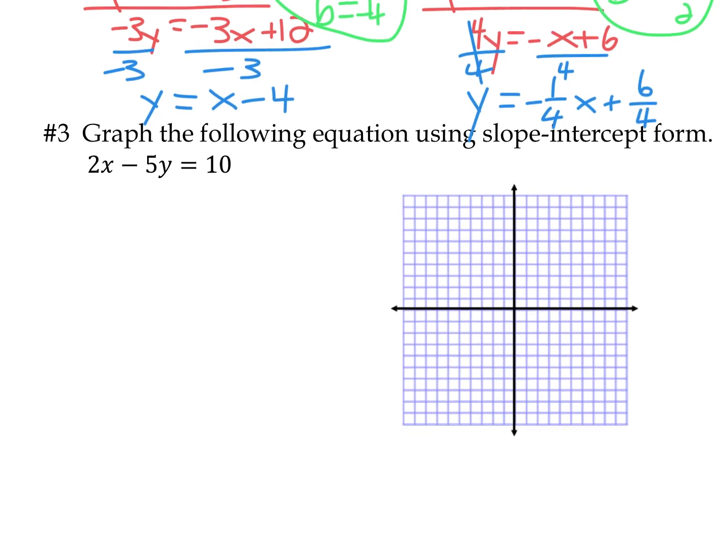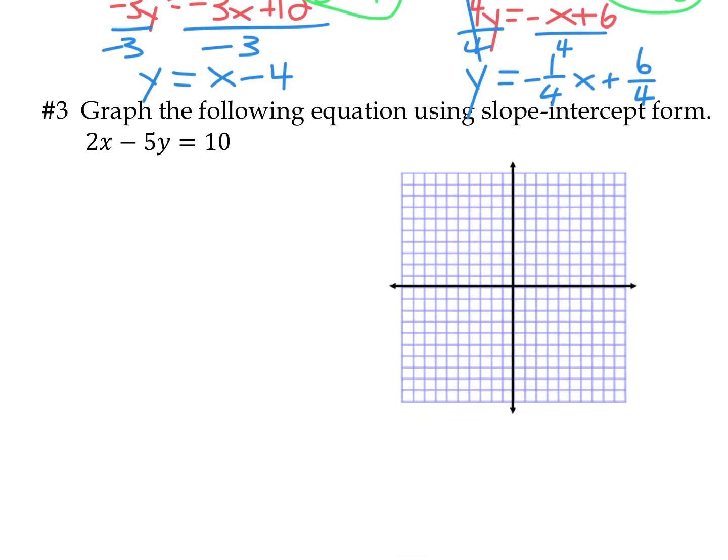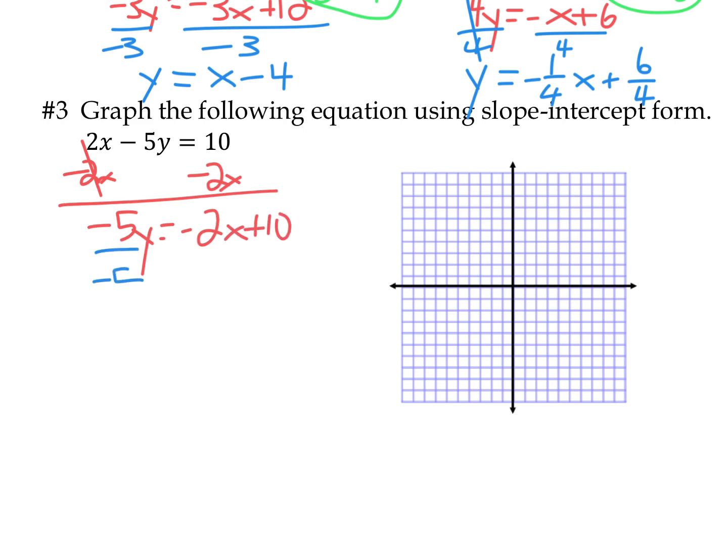Now let's actually draw a graph of this. After we get this in slope-intercept form, let's see what the graph would look like. So I can take this equation, and again, I'm going to solve for y, so I'm going to subtract 2x on both sides. And we get negative 5y equals negative 2x plus 10. And then I'm going to take that and divide by negative 5 on both sides. Cancel out, gives me 1y equals negative 2 over negative 5 is a positive 2 over 5x. We can just keep it as a fraction. And then 10 divided by negative 5 would be negative 2.